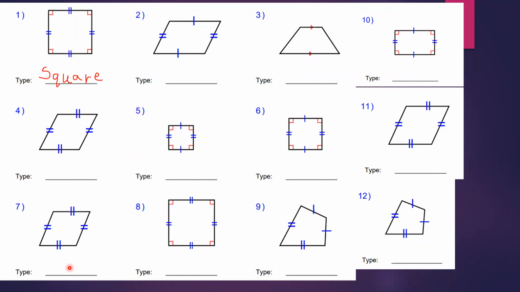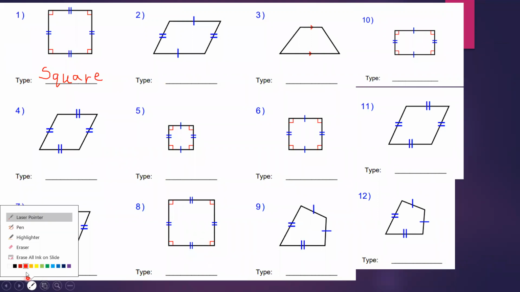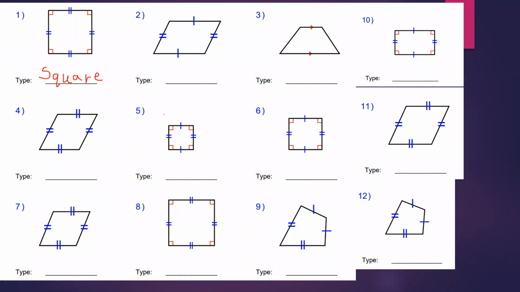Okay, next person, Chai, number 2. What do you have for number 2, Chai? Parallelogram. Is he correct for number 2? Is that a parallelogram? Yes, sir. Number 2 is a parallelogram. How many persons got this parallelogram? Seven. Very good.